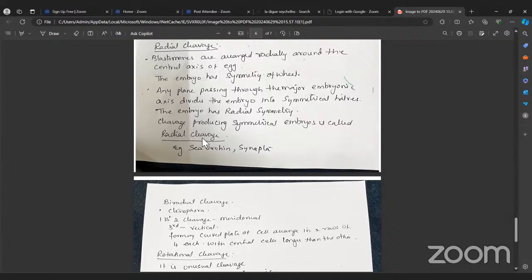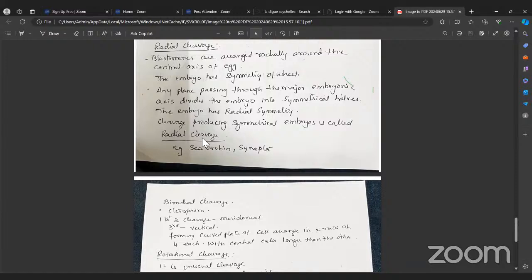Bilateral cleavage. Now, in this bilateral cleavage, the cells are arranged bilaterally. That means when you take a section, you will get two similar mirror images. And when the division is occurring, whichever plane the first cleavage passes through, the second cleavage will be perpendicular to it. And this will give rise to the anterior and posterior side and the right and left side of the embryo.